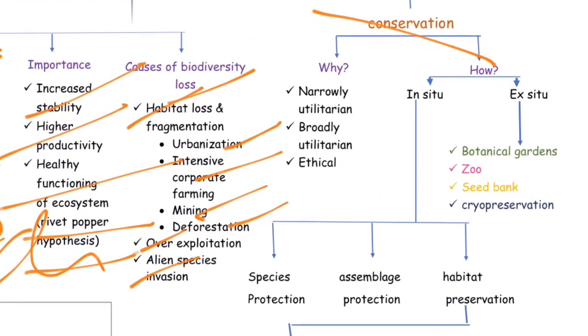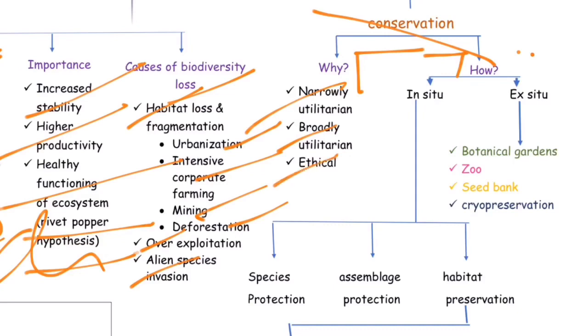Next we started with conservation. Under conservation we can divide into two parts, why and how. Why we need to conserve habitat, and how to conserve habitat. First we shall go with why we should conserve habitat. We should conserve our biodiversity because it provides narrowly utilitarian aspects like food, medicine, etc. And next one is broadly utilitarian aspects, which means biodiversity produces oxygen, pollination and some aesthetic values. This is about broadly utilitarian. And next one is ethical.